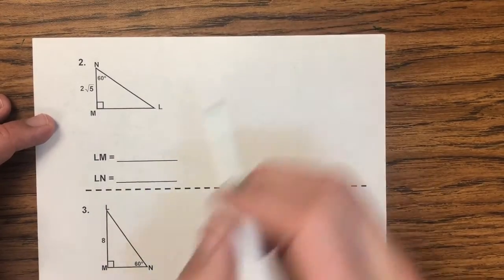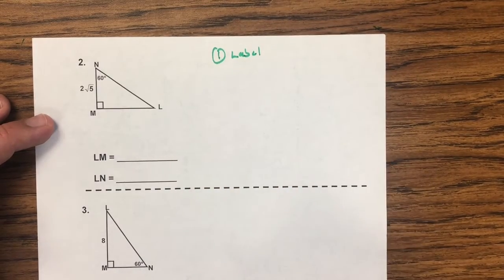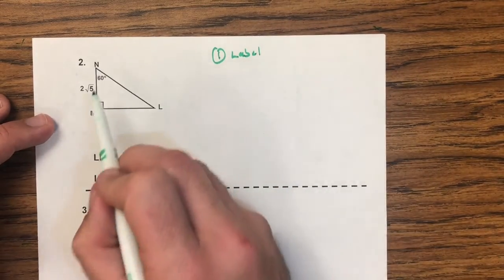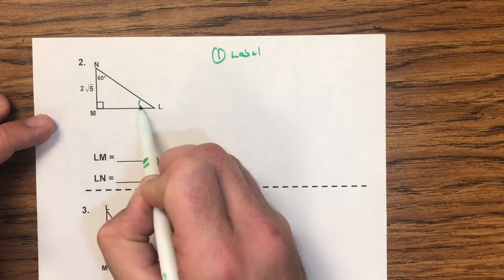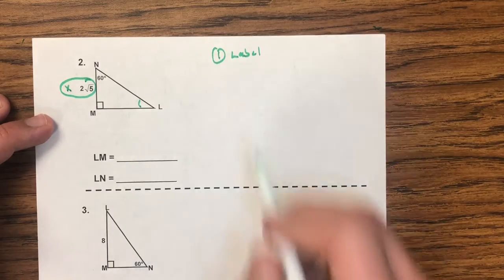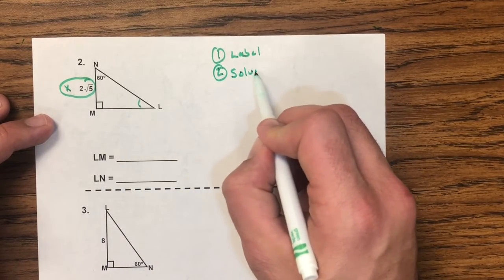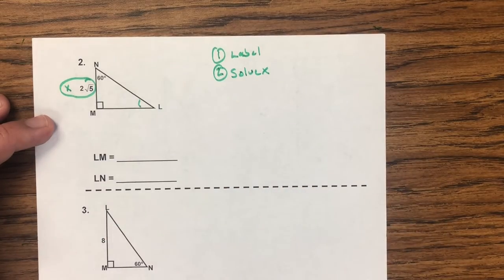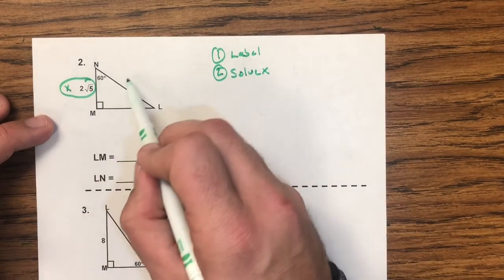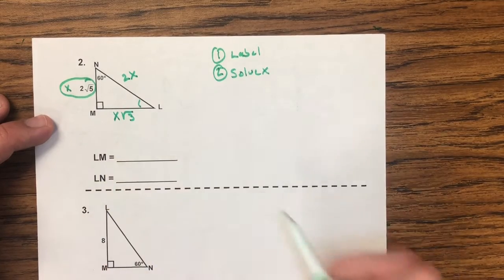On example 2, start off the exact same way. Label. When we label this, opposite of the 30 is going to be x. This whole thing right there is going to be x. So step 2, after we label, solve x, we did. That's it right there. Now what we have to do is finish out our labels. This is 2x, and this is x square root of 3.